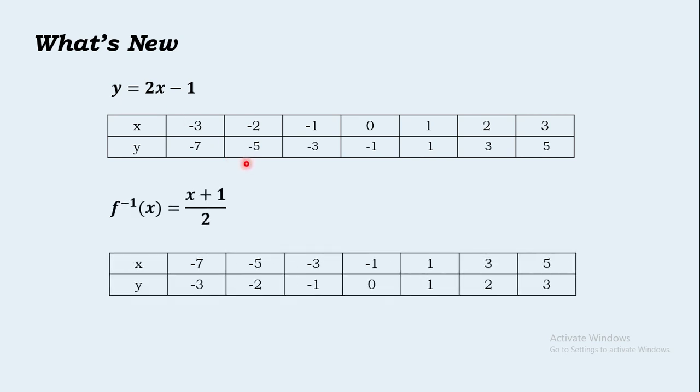Now, we are given f inverse of x is equal to (x plus 1) over 2. Let us try to find the ordered pairs. This is now the table of values given this function. This is our original function, y equals 2x minus 1, and the inverse of this function is f inverse of x equals (x plus 1) over 2. Since this is just the inverse of the original function, and we have the ordered pairs of the original function, the inverse function shall have this table of values.